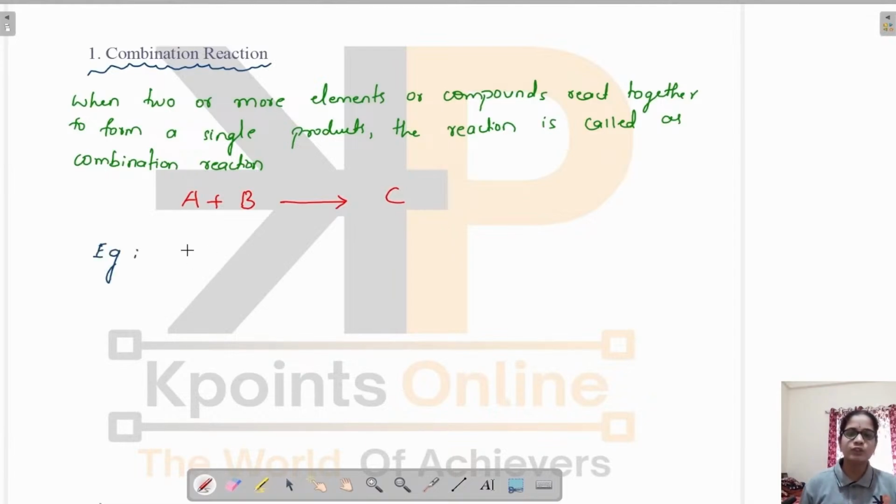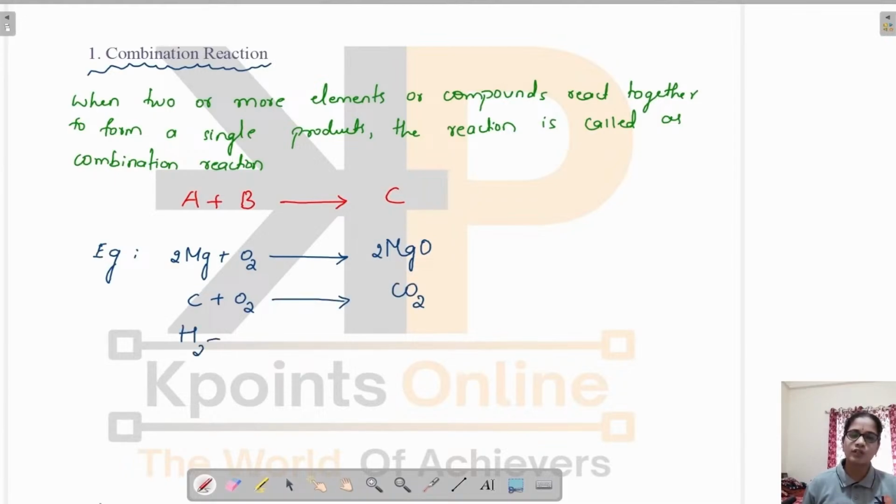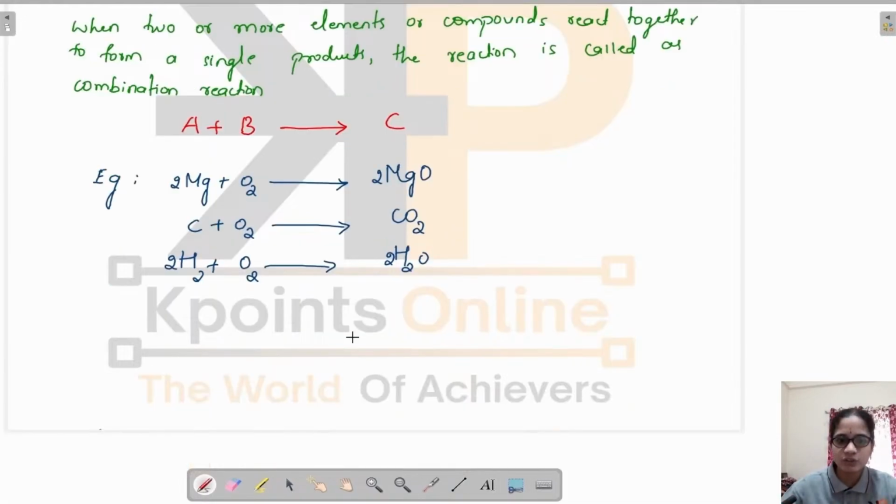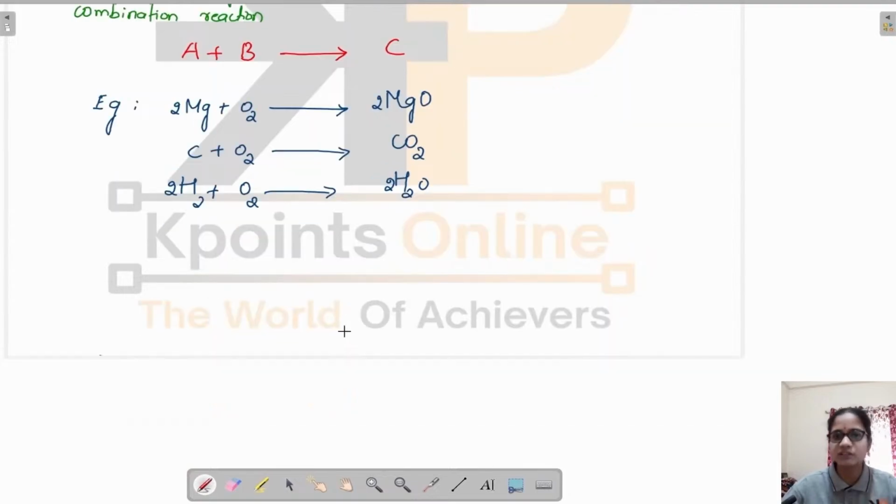Reaction of magnesium with oxygen, then formation of carbon dioxide is a combination reaction, then formation of water. These are different examples of combination reaction, where two or more elements or compounds are reacting here, but the product formed is only one. That type of reaction is called a combination reaction.